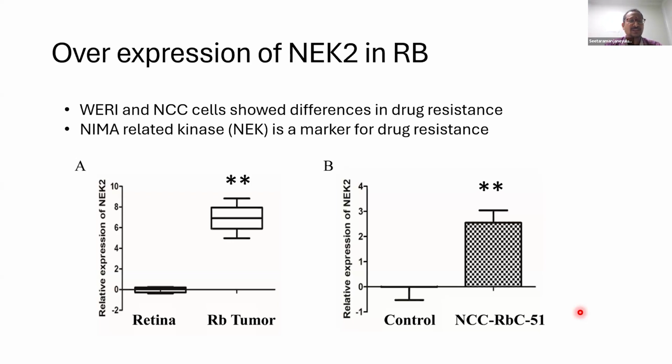To prove this, NIMA-related kinase NEK2 is a marker for drug resistance. By qPCR, we did the gene expression study for NEK2 in both tumor and cells, taking WERI as the control. Compared to control, it is very highly expressed in the tumor, and compared to WERI, it's very highly expressed in NCC. So a drug resistance marker is very highly expressed in RB, in NCC.